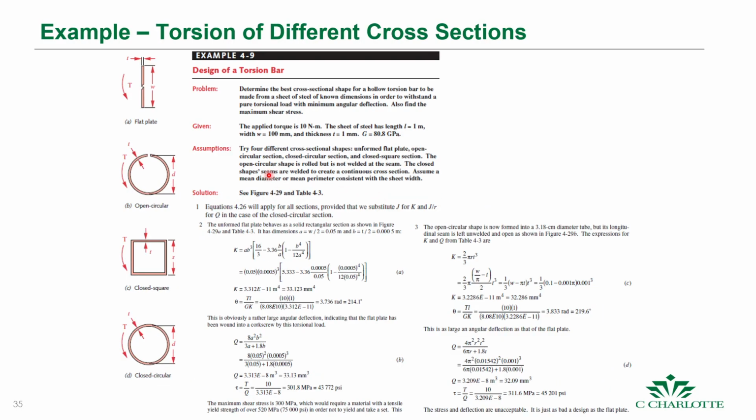This is an example here. We're not going to go through it, but I'm pointing your attention to it in the book. You should go through it, see how they calculate K for the deflection and Q for the applied shear stress. The question that they're asking is to determine the best cross-sectional shape for a hollow torsion bar to be made from a sheet of known dimensions in order to withstand the pure torsional load with minimum angular deflection. It says also find the maximum shear stress, and it gives you these different geometries to take a look at.